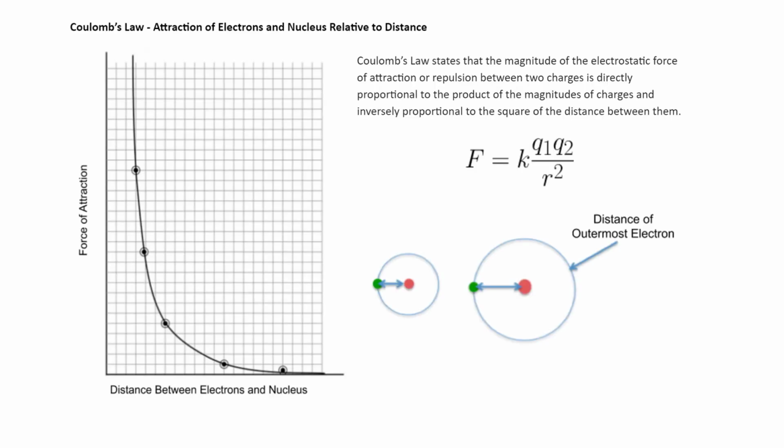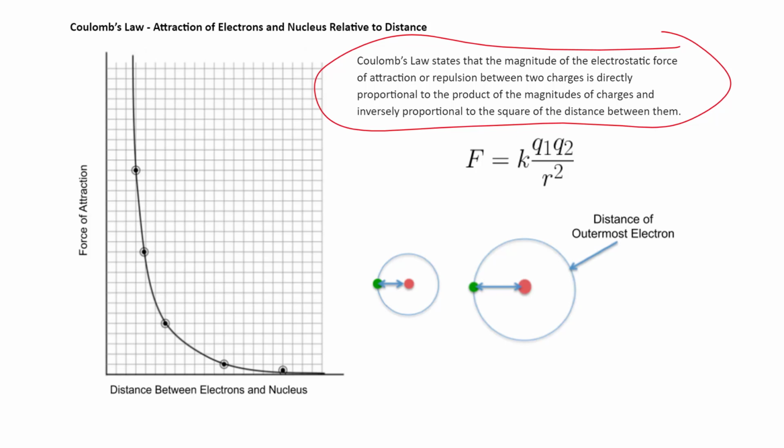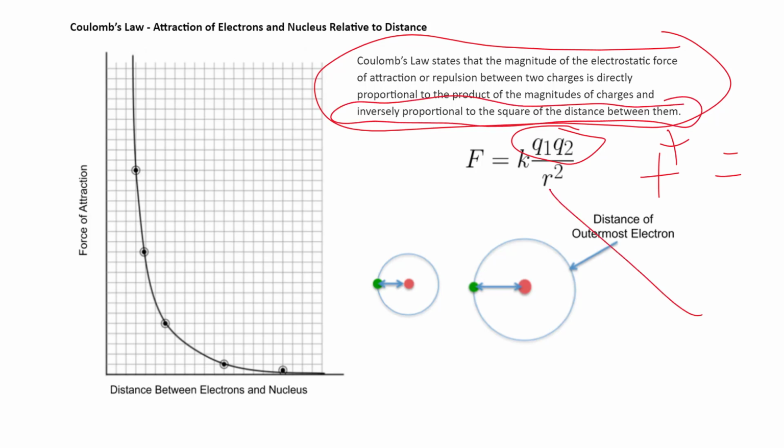The first thing we looked at is this graph about Coulomb's law. If you read this part up here, it says Coulomb's law states that the magnitude of the electrostatic force of attraction or repulsion between two charges, that's the Q1 and the Q2, is directly proportional to the magnitudes of those charges. More charge means more attraction or more repulsion, depending on if they're both positive or both negative. If you have a plus and a minus, they're going to attract each other. If you have two pluses and two minuses, they're going to attract each other more. And it's inversely proportional to the square of the distance. What that's saying is the closer it gets, the more attracted it's going to be.